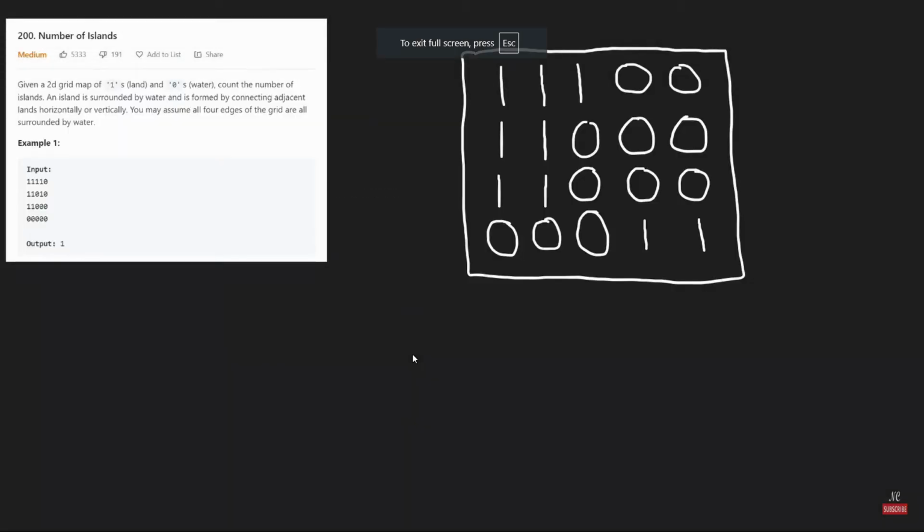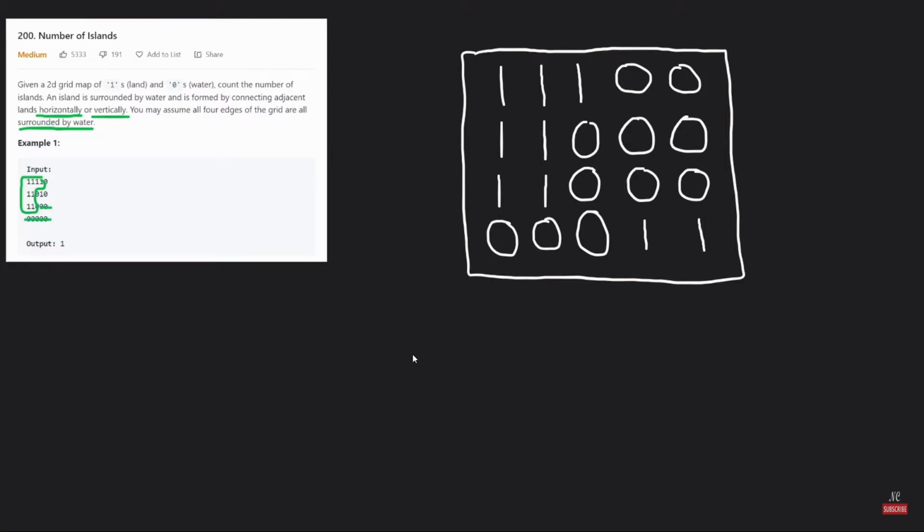So we're given a 2D grid where ones represent land, zeros represent water. We want to count the total number of islands that exist, right? And in this case, an island is defined as ones being connected adjacently horizontally or vertically, not diagonally. So they have to be connected horizontally or vertically. And the entire grid is surrounded by water. So in this example case, we can see that there's only one island, right? This portion of ones, and they're all connected horizontally and vertically, and there's nothing else. The rest of the grid is just made up of water, so we don't have to look at it.